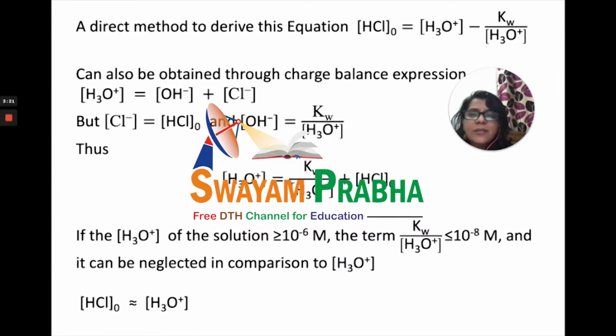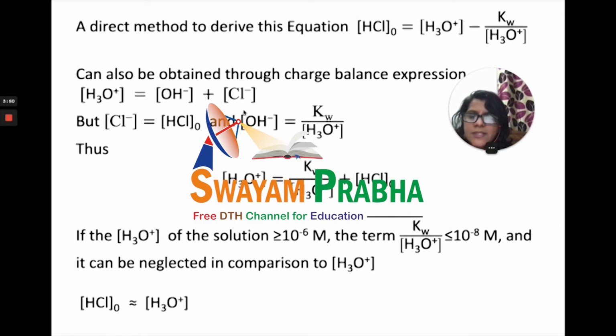There is a direct method which you can apply to derive this equation. Which equation are we talking about? HCl naught is equal to H3O plus minus Kw upon H3O plus. Now let us see the charge balance equation. We would have applied it in the previous derivation also, but a direct method would be simpler. So just see this: H3O plus is equal to OH minus plus Cl minus, right?